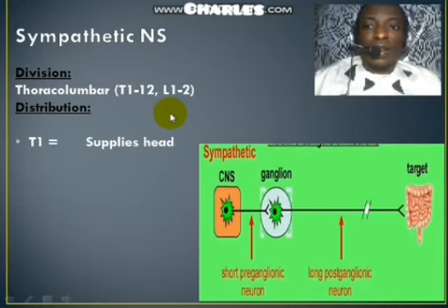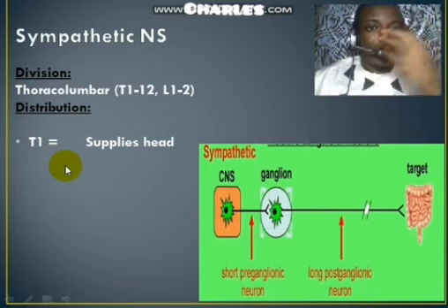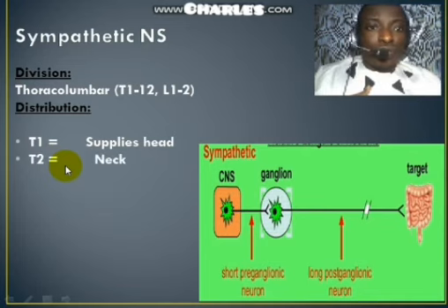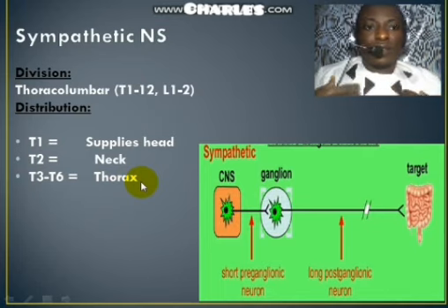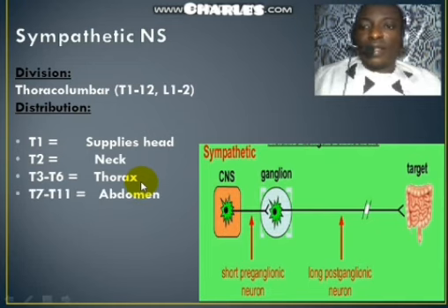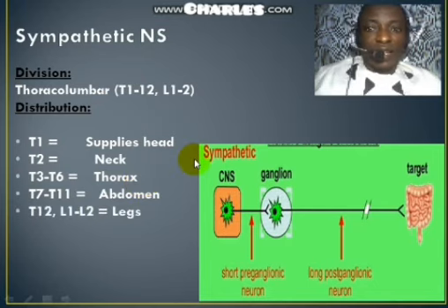The sympathetic nervous system, actually T1 supplies the head. T2 supplies the neck. The neck regions are supplied by T2. T3 to 6 supplies the thorax, that is your chest region. T7 to T11 supplies the abdomen. Then T12 in concert with L1 and L2 actually innervates the legs. These are the distribution of the thoracolumbar outflow.